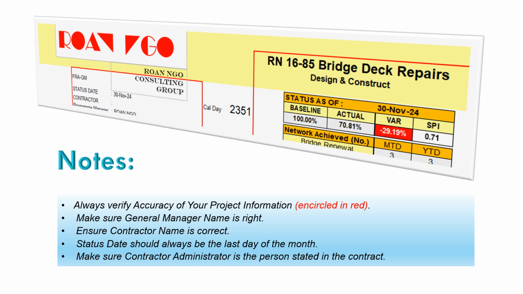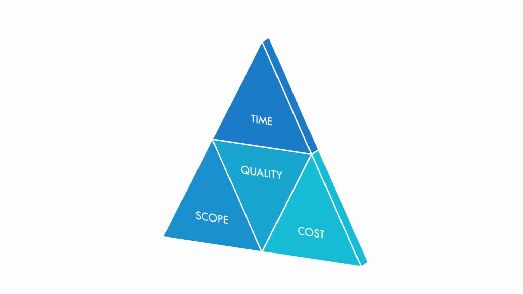Okay, from here, always verify the accuracy of your project information encircled in red. Make sure the general manager name is right. Ensure the contractor name is correct. Status date should always be the last day of the month. Make sure the contractor administrator is the person stated in the contract.